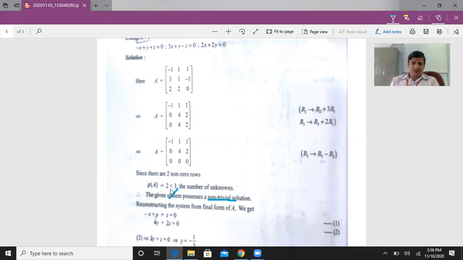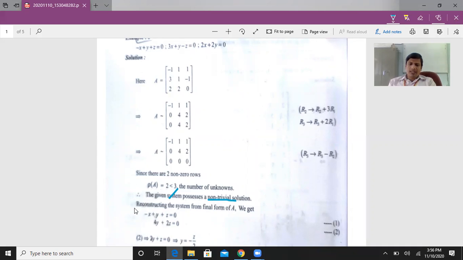Suppose the rank of A is equal to 3, the number of unknowns, then there is no non-trivial solution. Last class I discussed that problem. Here the rank of A is equal to 2, which is less than 3, the number of unknowns, so the given system possesses a non-trivial solution.